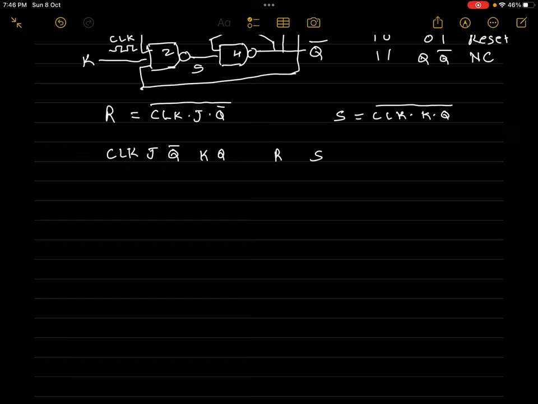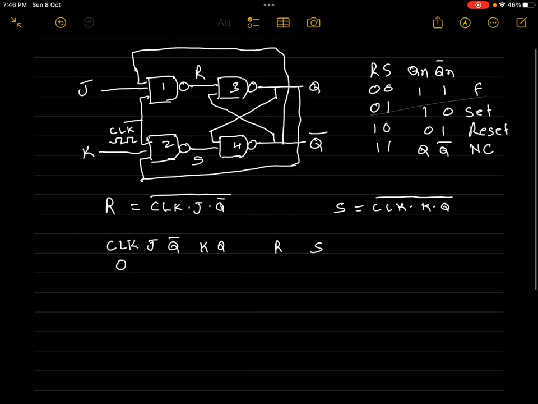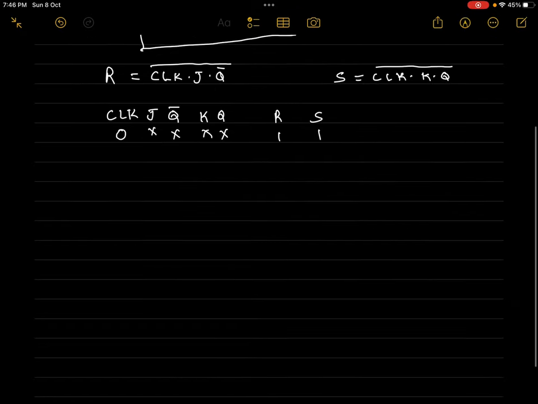So CLK, let's consider first the case where CLK is 0. Then you can see from the circuit, one of the inputs of gate number 1 and gate number 2 becomes 0, and the property of a NAND gate says that if one of the inputs of a NAND gate is 0, then its output becomes 1. Therefore R will become 1, S will become 1, and we don't care what the values of J, Q bar, K and Q are. Okay, so we must want our CLK to be 1 for all of the cases.